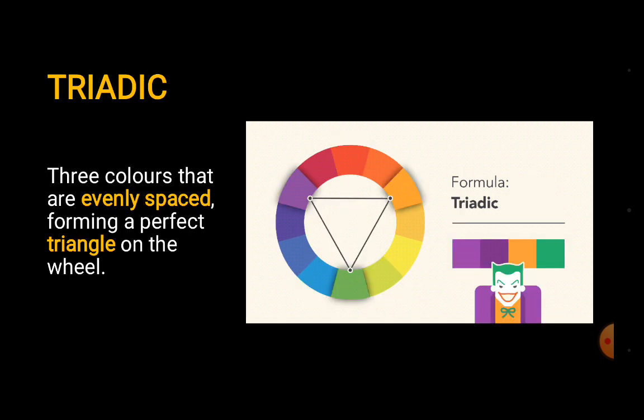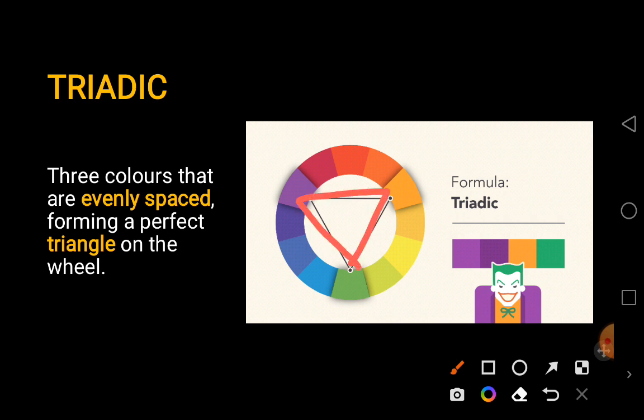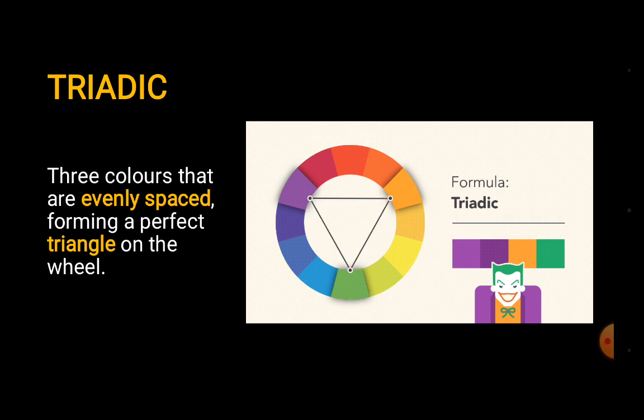So the next one is triadic color combination. It is colors that are evenly spaced, forming a perfect triangle. You can see the triangle. So what is the meaning of evenly spaced? If you count from this color, you see we have 1, 2, 3. From this to this, we have 1, 2, 3. And from this to this, we have 1, 2, 3. So that's the meaning of triadic color combination: choosing colors that are evenly spaced from each other to form a perfect triangle on the wheel.